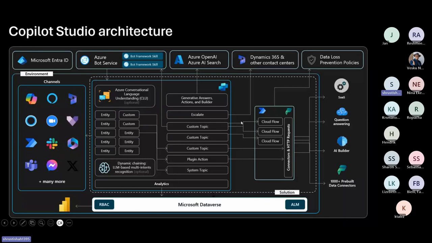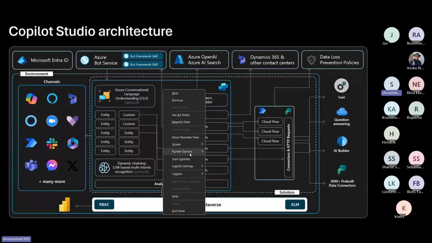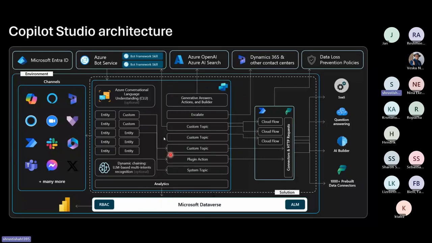Let me just pick up the laser. Here you can see this is the Copilot Studio, and these are the channels. Let's take a look at it one by one, how this is all integrated together. When I talk about Copilot Studio, it is nothing but you can create your own low-code, no-code Copilots. In that Copilot, you can also add your generative AI features, plus you can also add more AI plugins.